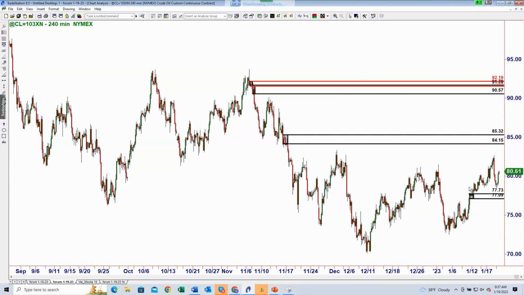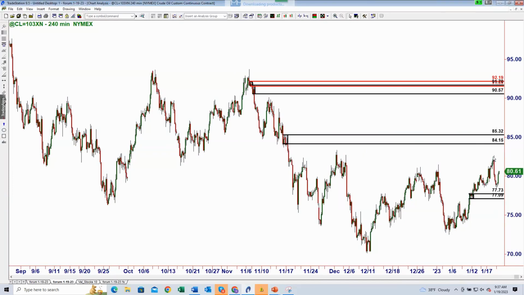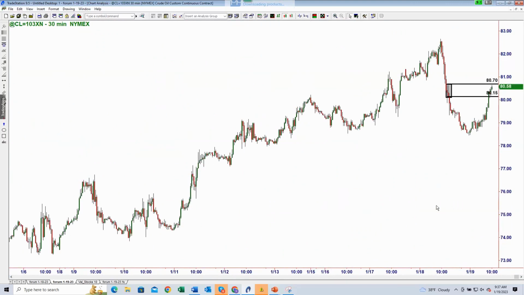Now watch this. You see this high right here, which is 82.71. We need to get above that, which brings us to the 84.15, outside the range, outside of fair value supply zone. Higher probability.